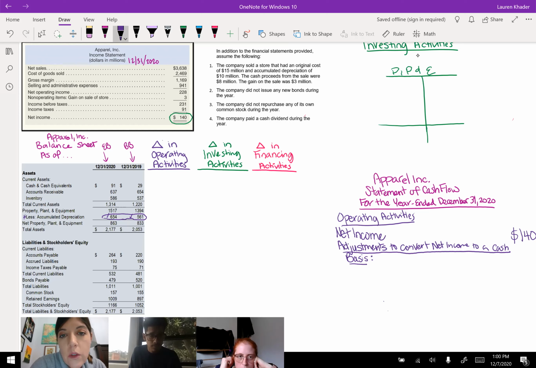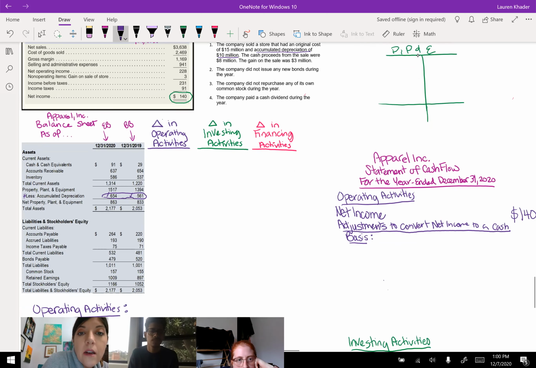So the company sold a store that had an original cost of 15 million and accumulated depreciation of 10 million. The cash proceeds from the sale were 8 million. The gain on the sale was 3 million. Of that information, what do we need to calculate depreciation expense for the period? Just the accumulated depreciation anyway. Correct. We need the accumulated depreciation that's been taken on that asset that they sold.